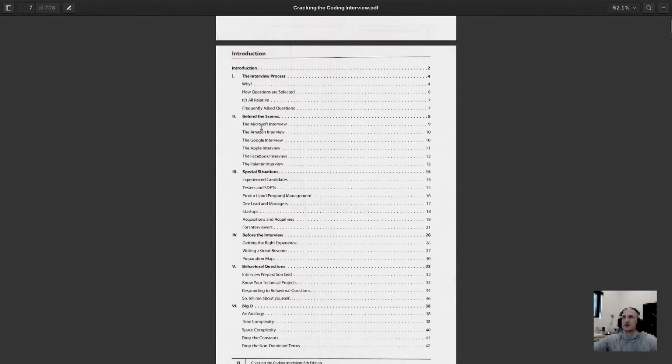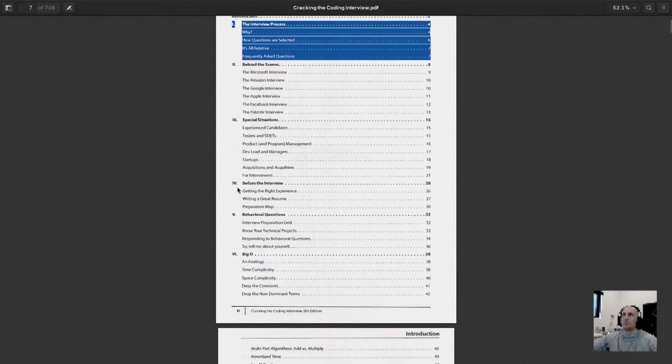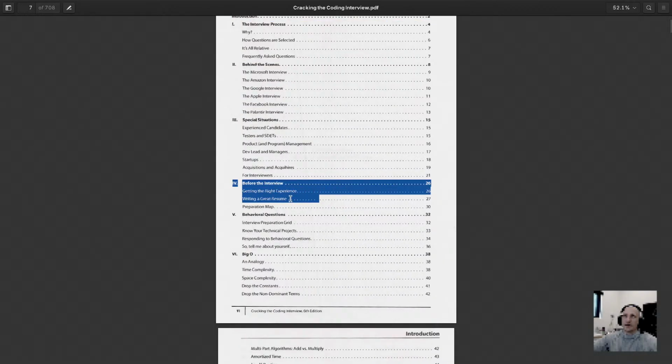So you might have something like the overall interview process I want to know more about. So I'm going to read that, it's only 8 pages. I'll definitely read that before the interview.